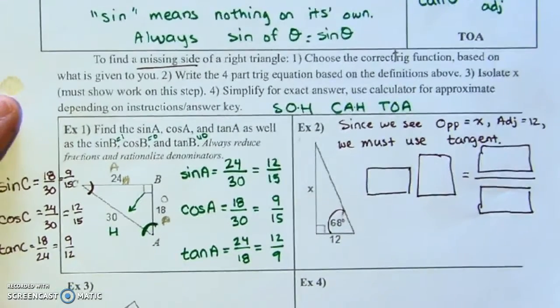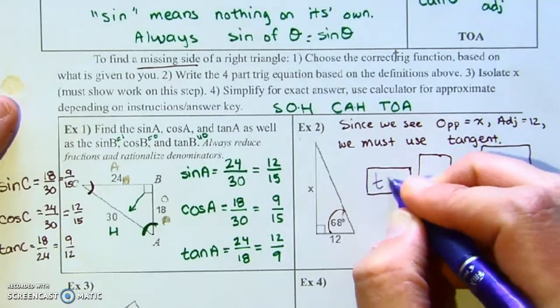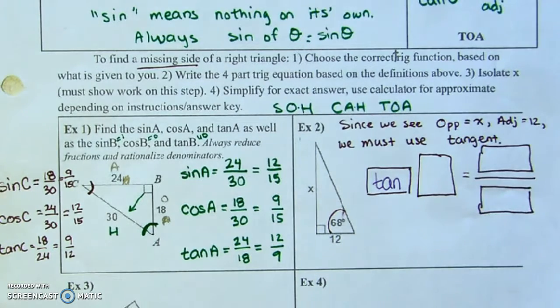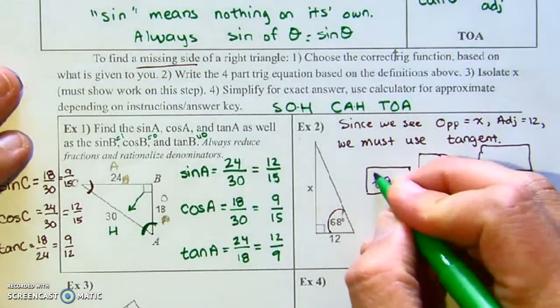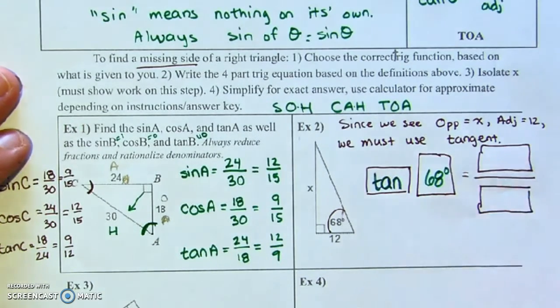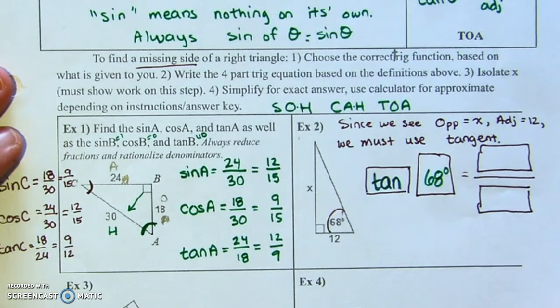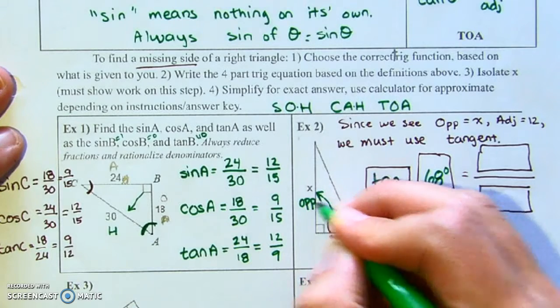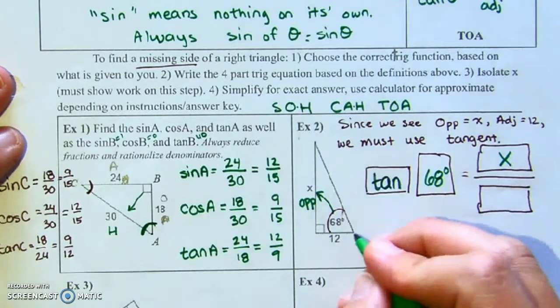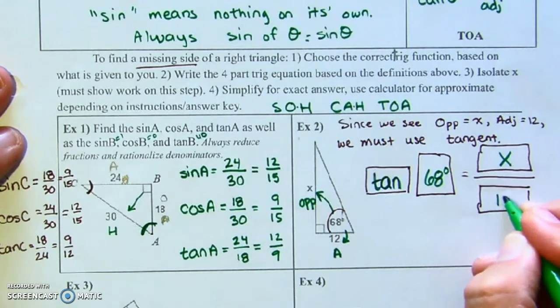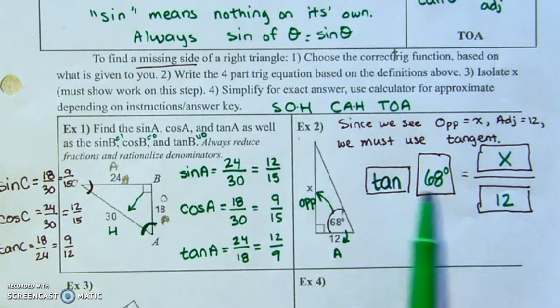So right here goes tangent of the angle. What angle? 68 degrees. Tangent of the angle is equal to the opposite side. The opposite side is x. And the adjacent side, the one right next to the 68, is 12. Tangent of 68 equals x over 12.